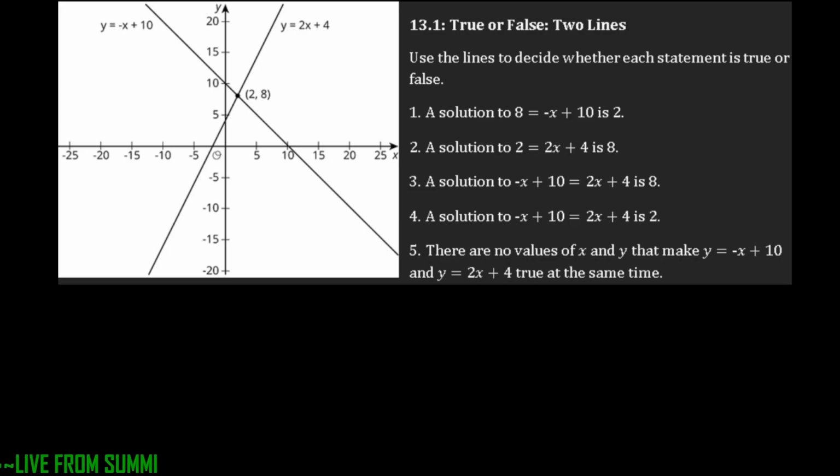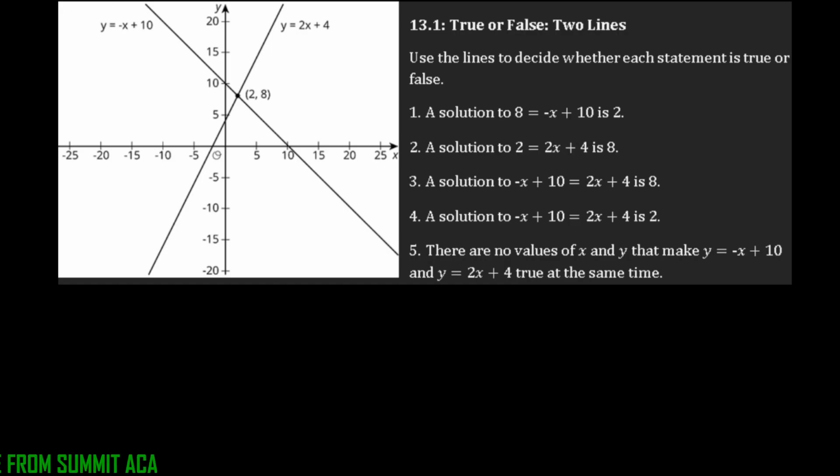And in this video, still working on that Unit 4 system of equations, Lesson 13 now. And it says true or false, we have two lines. So use the lines to decide whether each statement is true or false. So in the first one, it says a solution to 8 equals negative x plus 10 is 2.